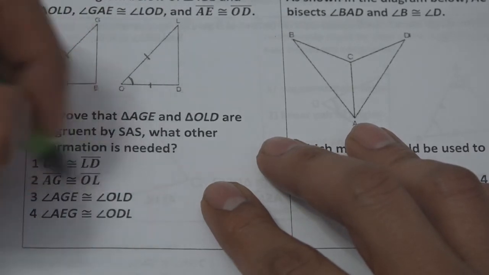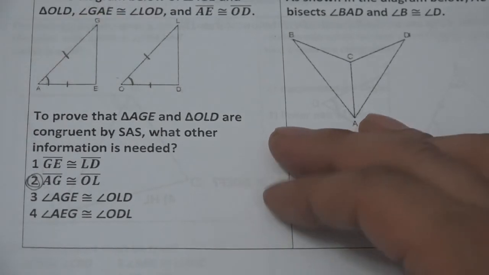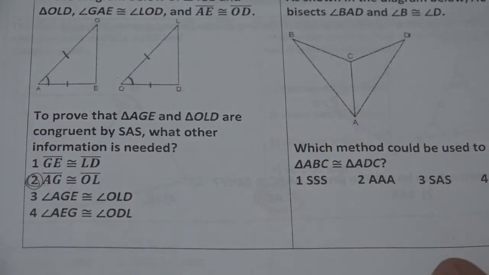So the answer is AG congruent to OL, and we just proved the triangles congruent. Let's move on then.